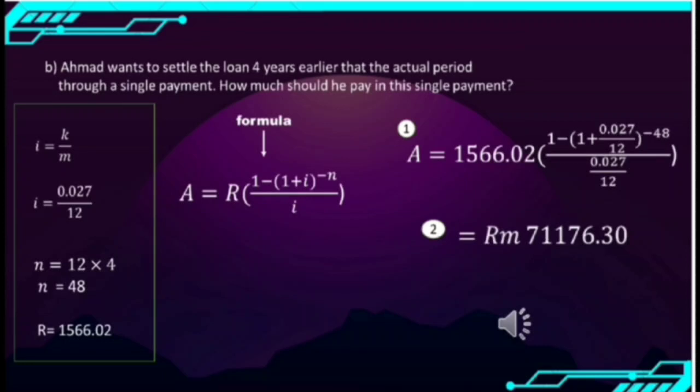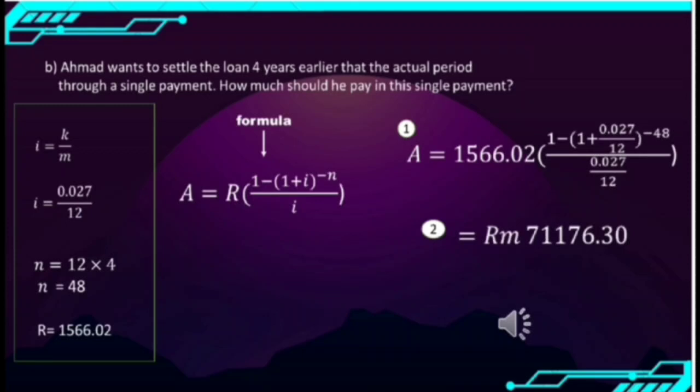For question B, Ahmad wants to settle the loan 4 years earlier than the actual period through a single payment. So how much should he pay in this single payment? Okay, so the formula used is the same as question A, which is A equal to R open bracket 1 minus open bracket 1 plus I close bracket power negative n over I close bracket. So let's look at the box first. The value of I is also the same as question A, which is 0.027 over 12.